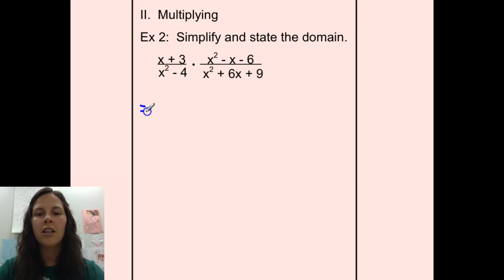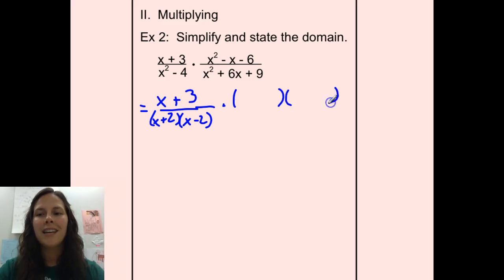Our first expression has a difference of squares in the denominator, so we'll factor that into conjugates x plus 2 and x minus 2. For our second expression in the numerator, we have a t-chart. What multiplies to a -6 and adds to a -1 would be a -3 and a +2. And in our denominator, we're looking for what multiplies to a +9 and adds to a +6. That would be x plus 3 and x plus 3.